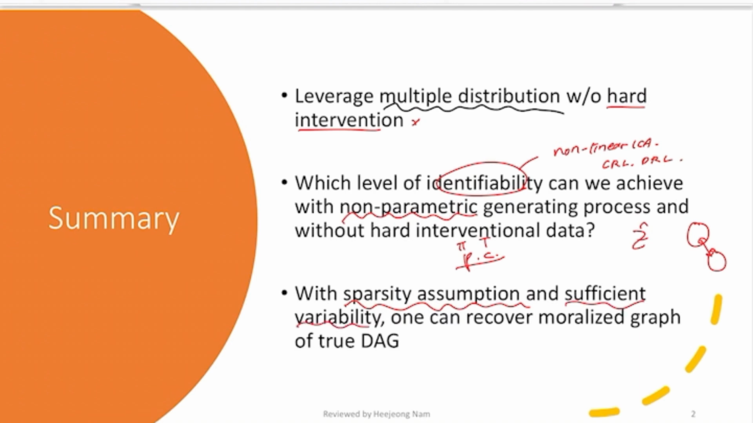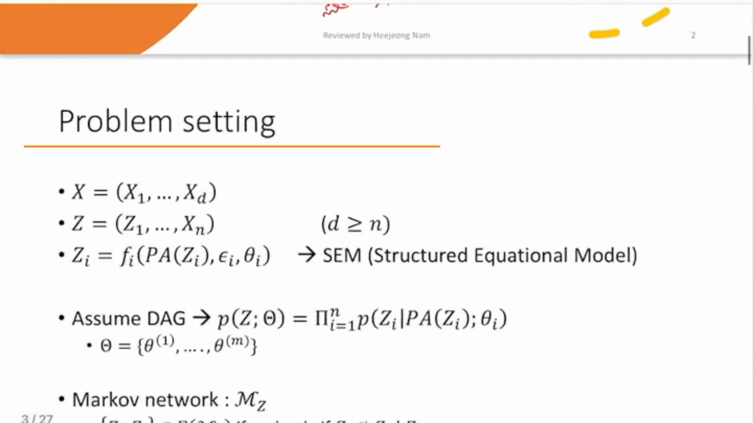And the last point is that they show that with sparsity assumption and sufficient variability, one can recover the moralized graph of the true directed acyclic graph. Sparsity assumption, I'll discuss later, but it is about the number of edges in the causal graph. Sufficient variability is the assumption about the auxiliary information, which can be the distribution in this paper, or sometimes just an auxiliary observable variable. It is about the impact of this auxiliary information on the latent variable changes. So now let's move on to the problem setting.